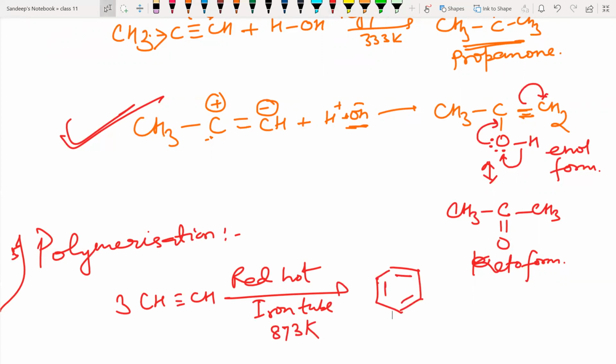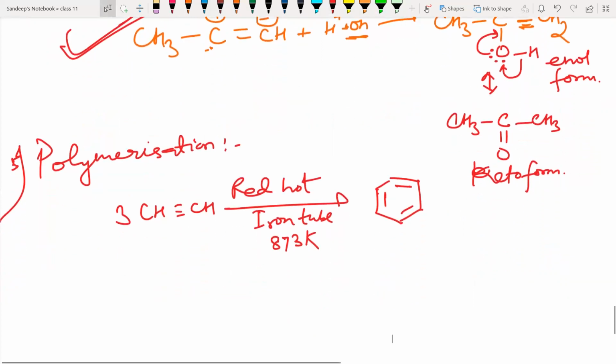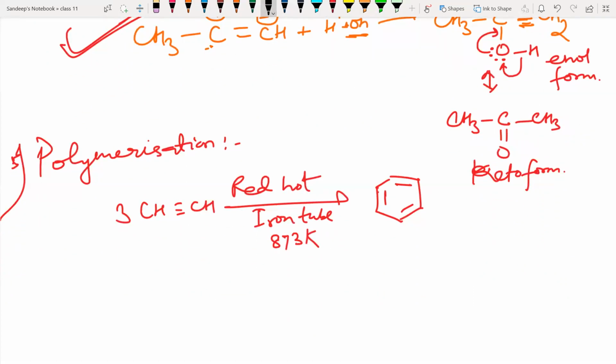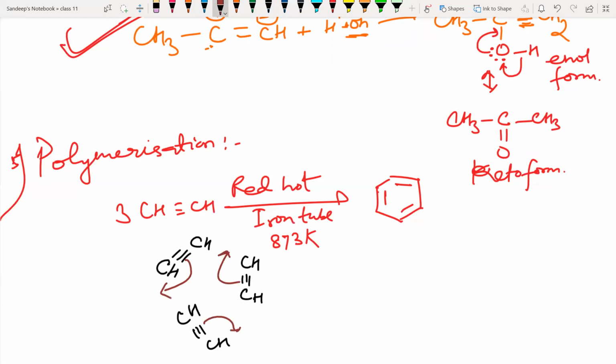So how can you understand this reaction? Very easy to understand. Draw 3 ethyne molecules. What happens? This bond shifts here, this bond shifts here, this bond shifts here. So triple bond gets converted to double bond, so it becomes alternate double bonds. So this forms benzene. It is the conversion from aliphatic to aromatic.